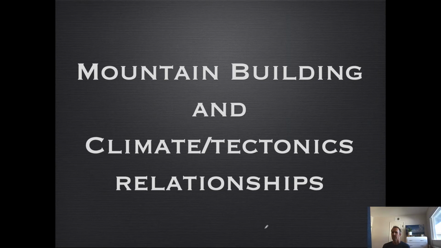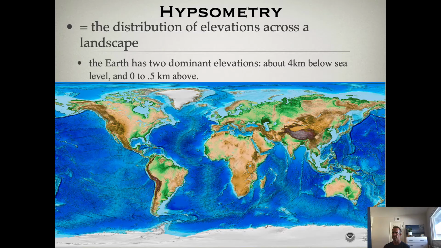Hi everybody, this is going to be the next tectonic geomorphology lecture. This is mountain building and climate tectonics relationships. So we're going to look first at how mountains are built, not in any great detail though, because I want to focus more on the influence of climate on tectonics and vice versa.